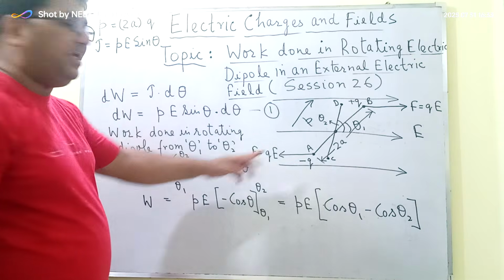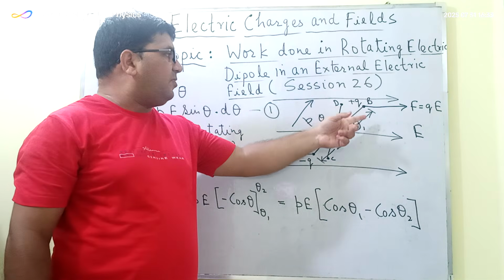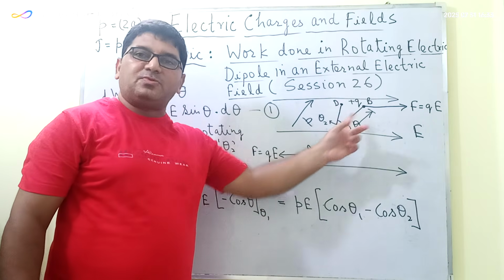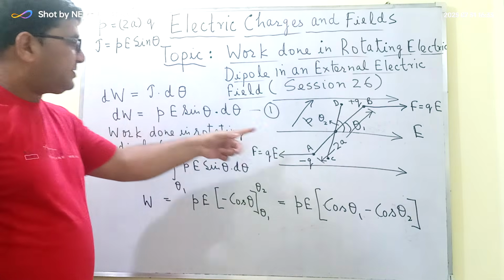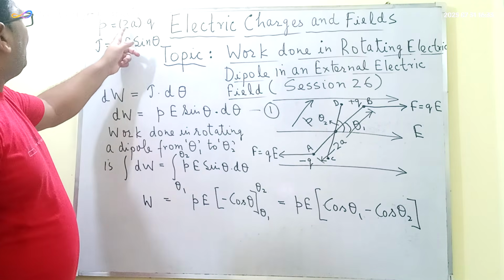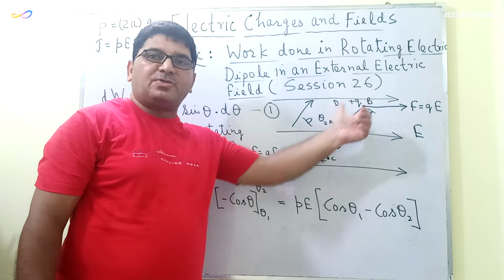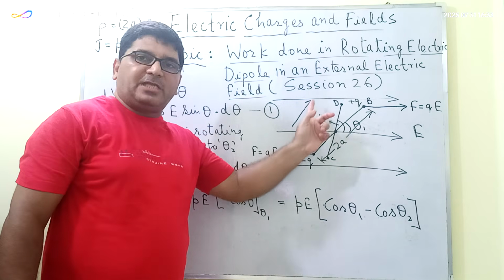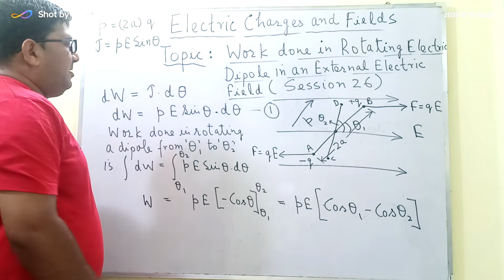Here dipole moment P is equal to 2a into q. In session number 24, we have learned that the dipole moment is equal to the separation between the two charges of the dipole multiplied by the magnitude of any one of the charges. So in this case, the dipole moment will be equal to 2a into q, and the direction of the dipole moment is from the negative charge towards the positive charge. So theta 1 is what? It is the angle between the direction of the dipole moment and the direction of the electric field.